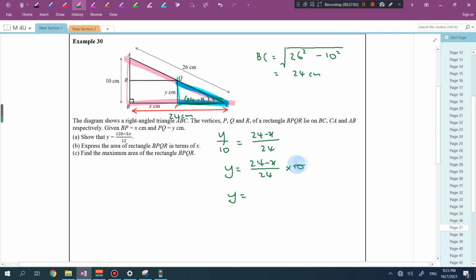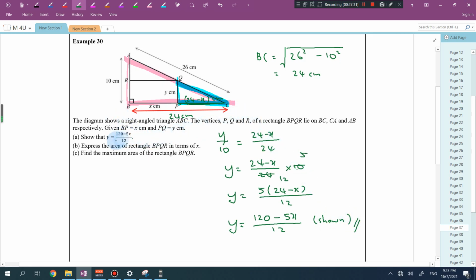So we simplify it, divided by 2, divided by 2. 5 times 24. Okay, how about I write this first? So y is equal to 5 times 24, you will get 120. 5 times x, 5x. 12. Okay, correct? Yes, correct. Shown.